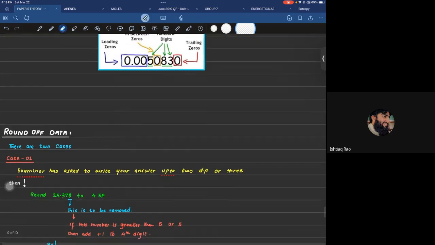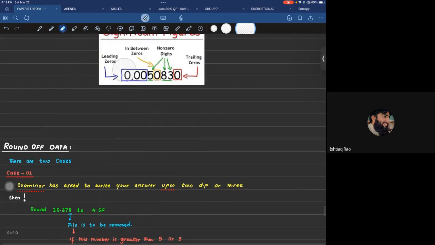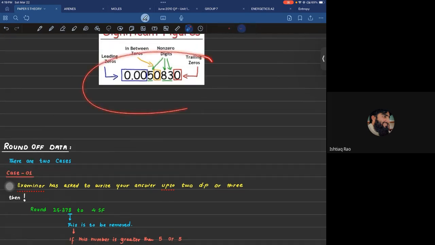What is rounding off data? Sometimes the examiner would be asking to calculate the value for, let's suppose, electrode potential, and he is not mentioning in how many significant figures we have to find the answer. Of course, I want to round off my data. Sometimes we find the answer in three digits, sometimes in two digits, sometimes in four digits. So we have to reduce the size of this number.